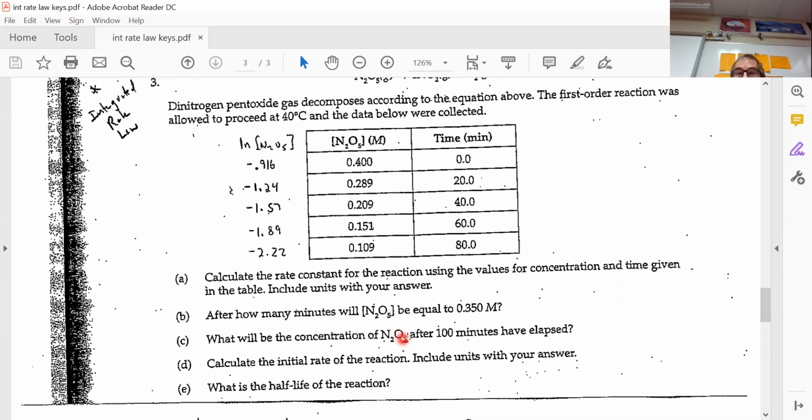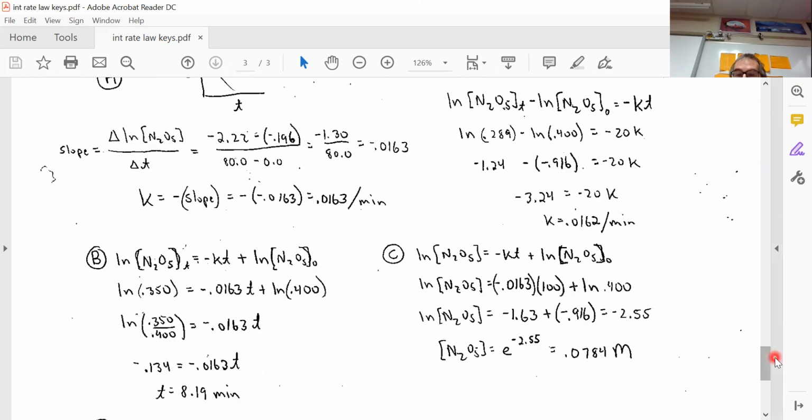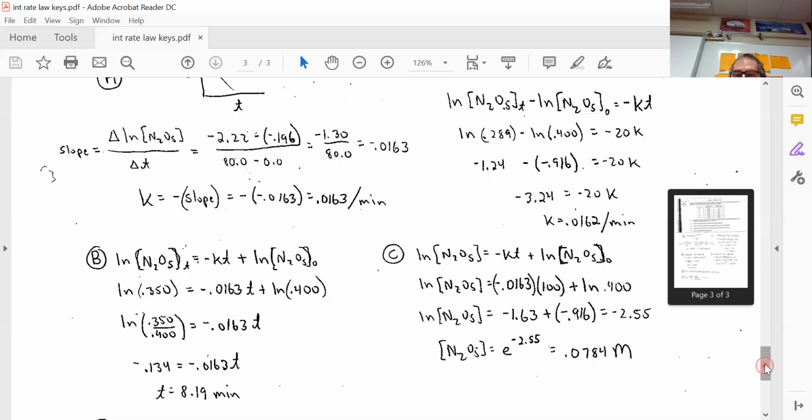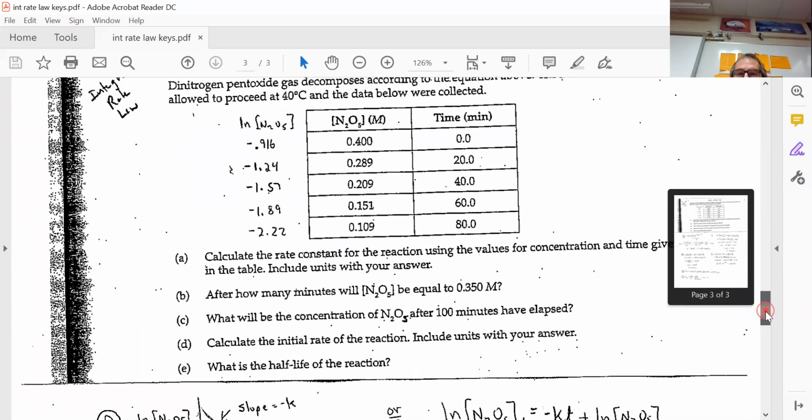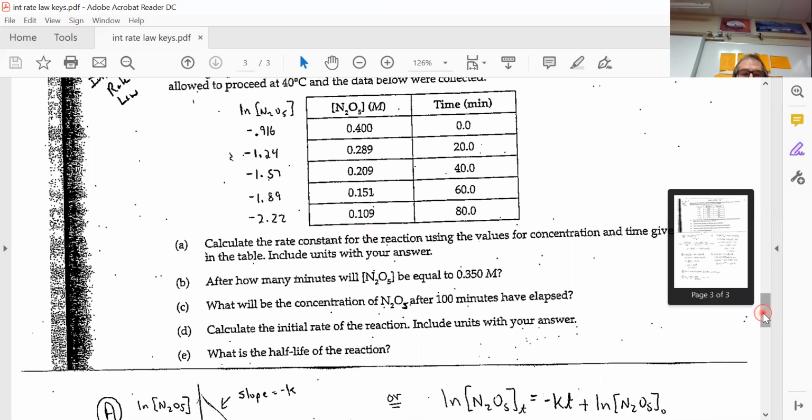This one says, what will the concentration be after 100 minutes? So it's just more algebra plug-in. This time I don't know this, but I know this and this and everything else, so I can figure everything else out here. I get the natural log equals negative 2.55. I just take the inverse log of negative 2.55, and I get 0.0784. Does that make sense after 100 minutes? Yeah, it's going to be less than 0.1, so 0.07 seems to be a plausible response.